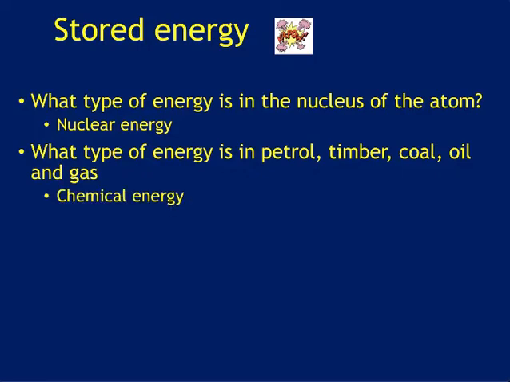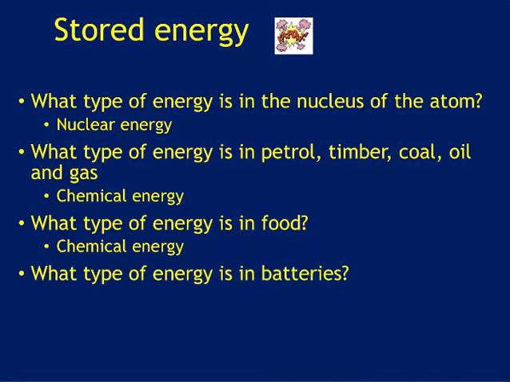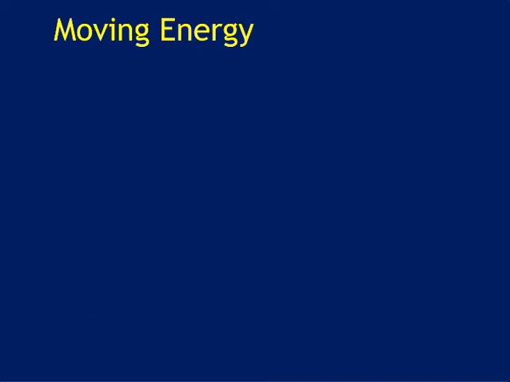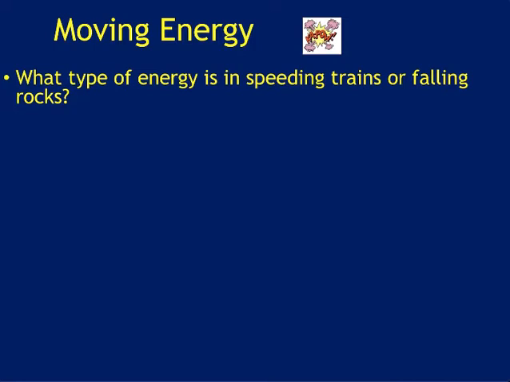These are all the same types, and they are what are called chemical energy. So the same type of energy is in food, and the same type of energy that's in fully charged batteries. They're all chemical energy. Okay, and these are all stored energy because you eat and then you move. So you turn the stored energy into movement energy. In terms of our moving energy ones, well then it's the speeding train or falling rocks.